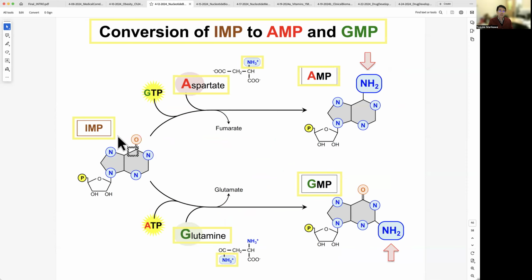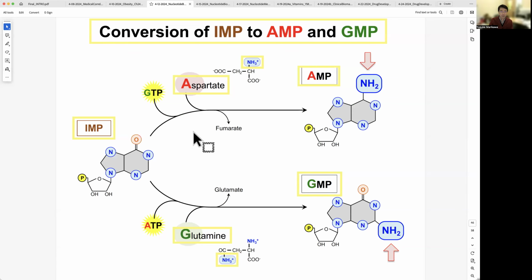Now you're going to change this IMP. That's the first step of making purine, changing into either A or G, so you have to make a choice. This is the extent of what you need to know: conversion of IMP to either AMP or GMP. Both pathways require receiving an amino group. So the question is, where does this amino group come from? That's going to be the question.